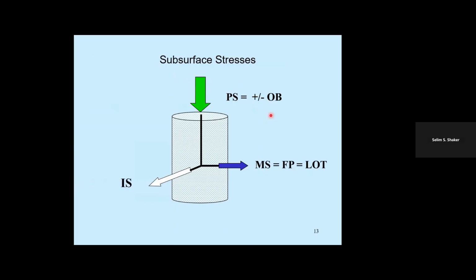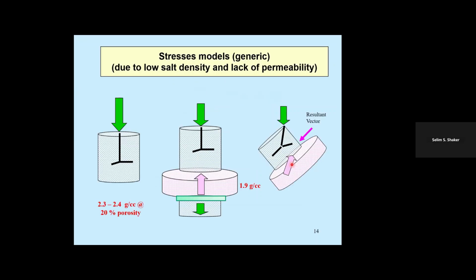stresses in the subsurface. We call that principal stress, PS, which is usually the overburden, the weight of the sediments. And then we have the intermediate one, and then the minimum stress. Those two stresses are the backbone of drilling geomechanics, the principal stress and the minimum stress.